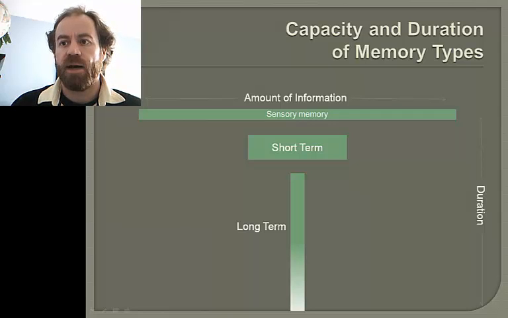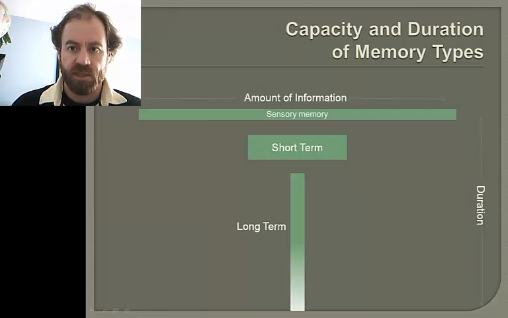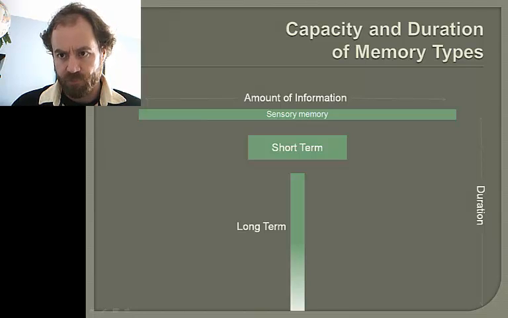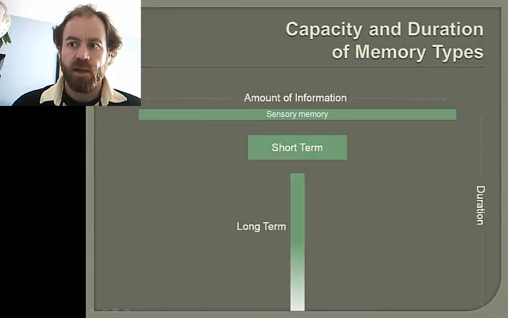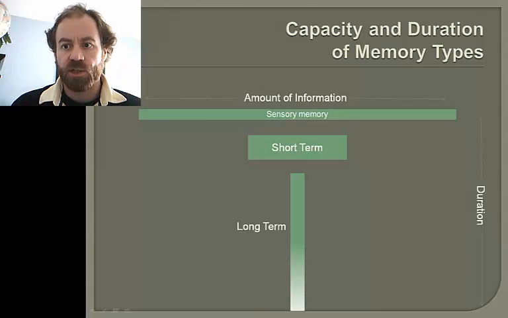So if we think about our three types of memory, sensory, short-term, and long-term, in terms of capacity and duration, we get this model. Sensory memory has a huge capacity: everything that we see, hear, feel, smell, taste right now. But it only lasts for a very brief period of time, a few seconds or less.